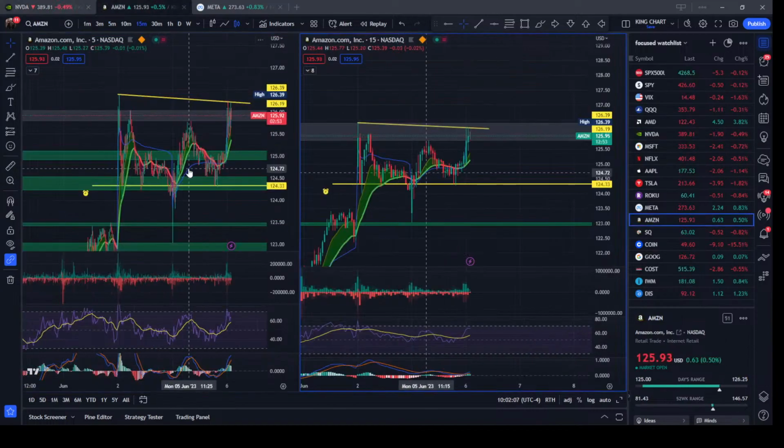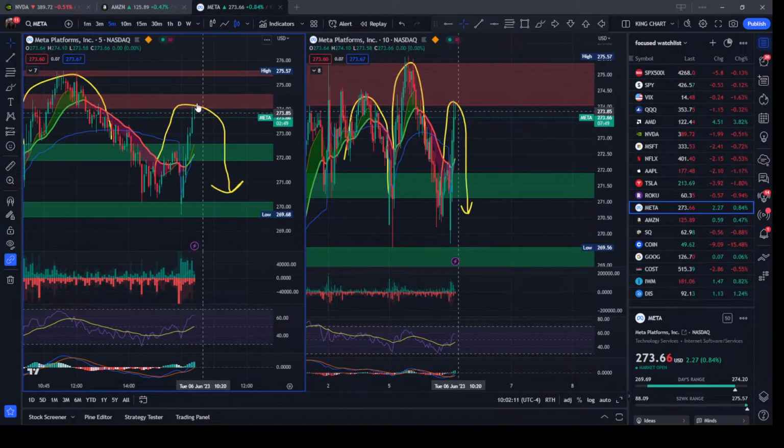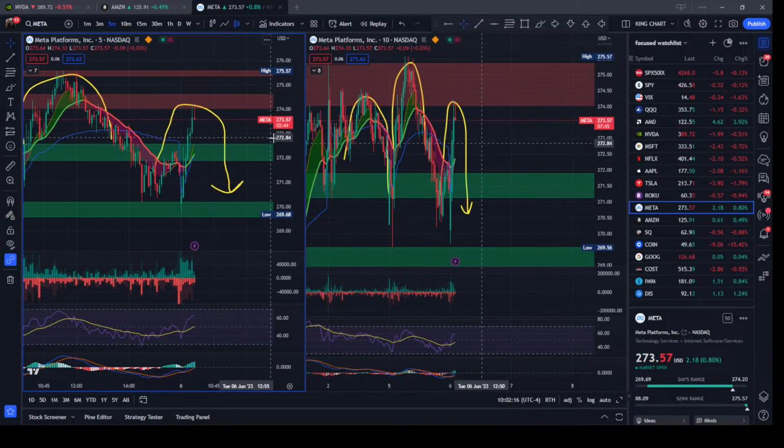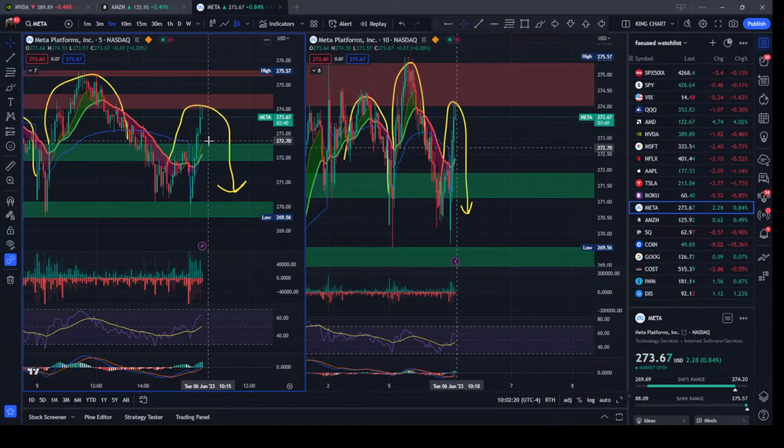NVIDIA is so stubborn today. I think Meta shorts can actually work here. Meta shorts will be nice. We can play that to 270, 259.